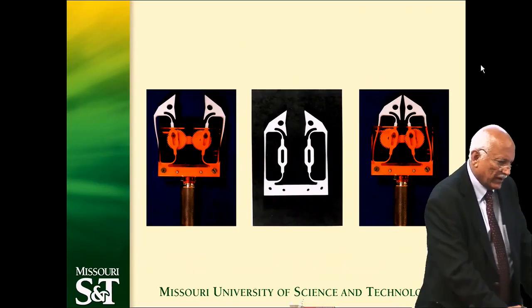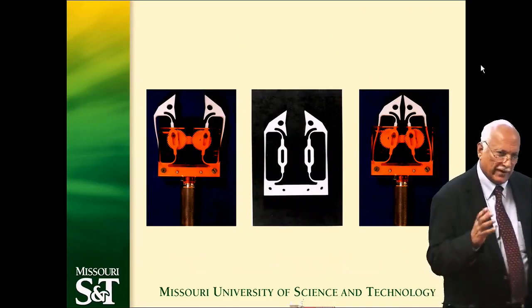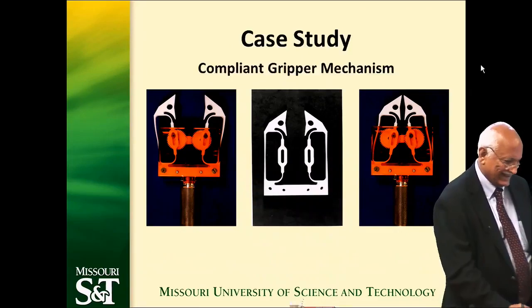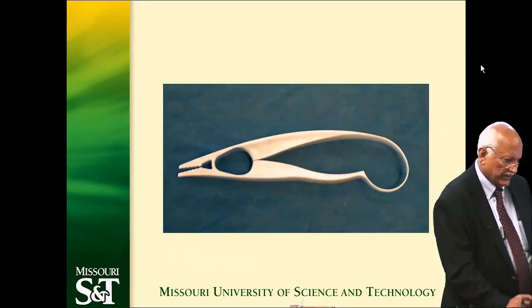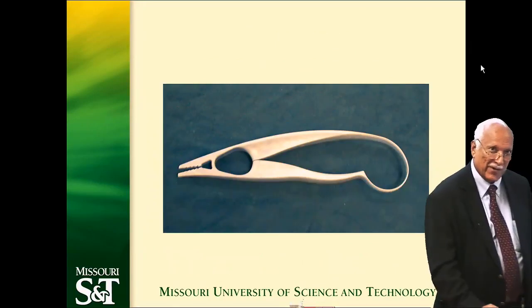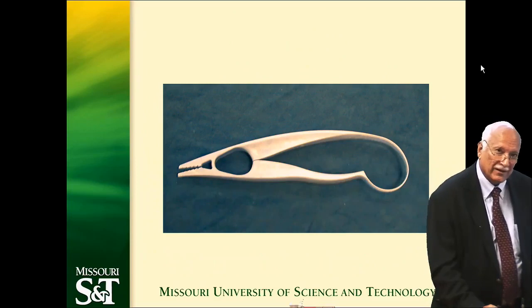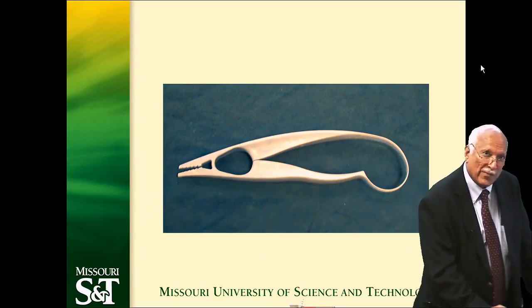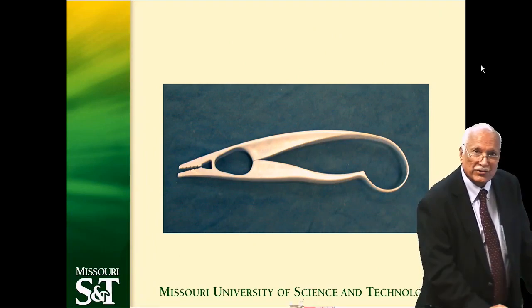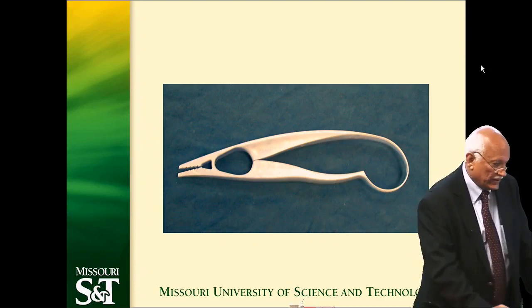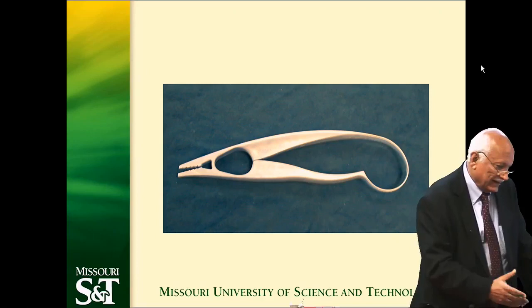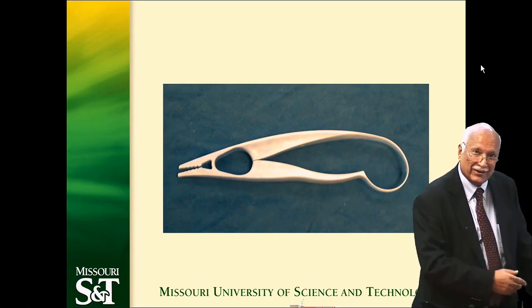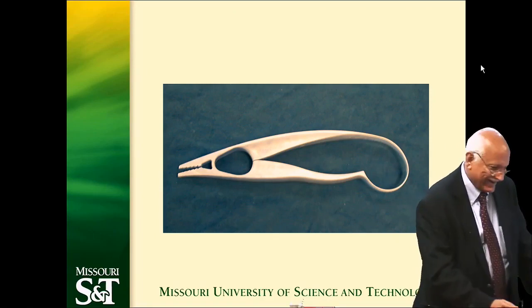This is a gripping mechanism that retains its fingers in a parallel motion function, near parallel grasp. Here's a fishhook remover, a one-piece, fully compliant fishhook remover that does its function with a certain mechanical advantage designed in, as well as other functions like ergonomics and rust-proof and corrosion-proof and floating in water, etc.